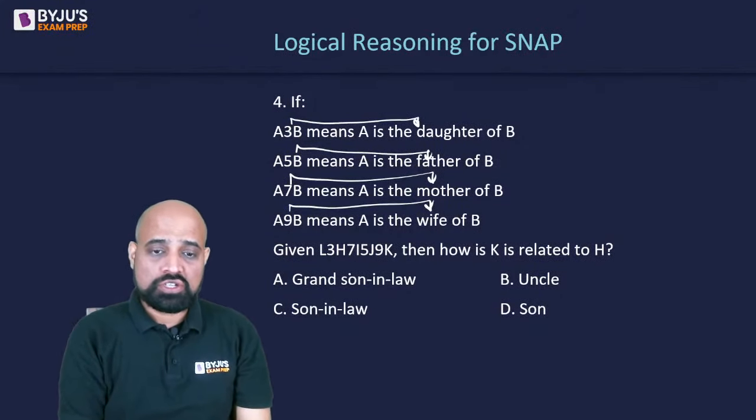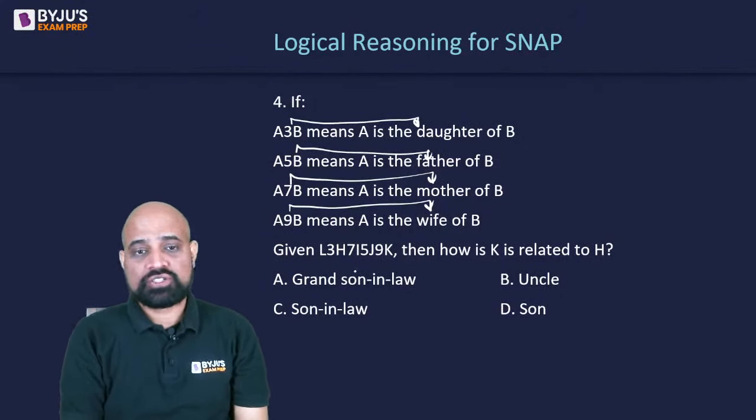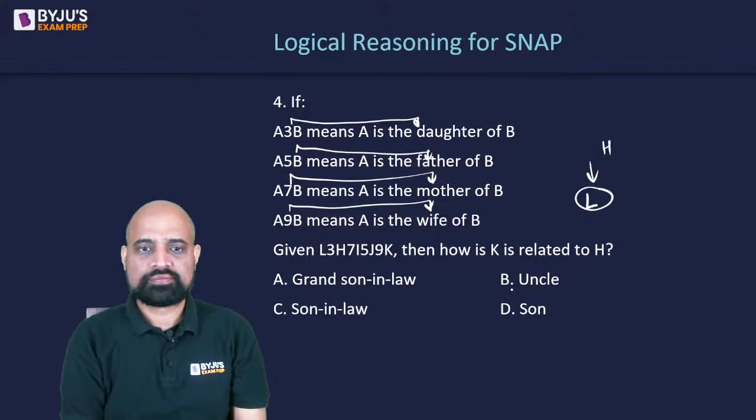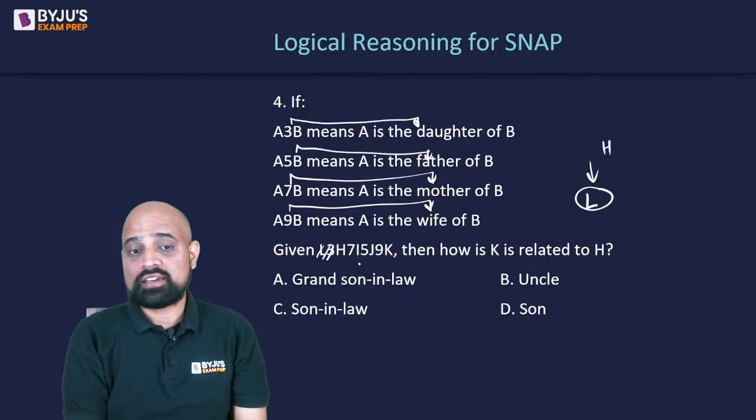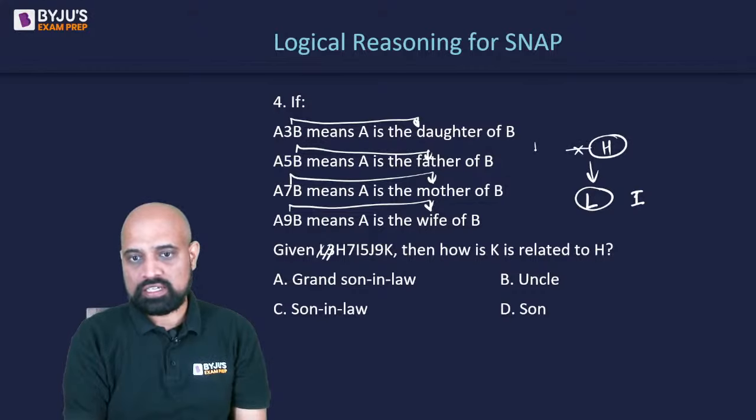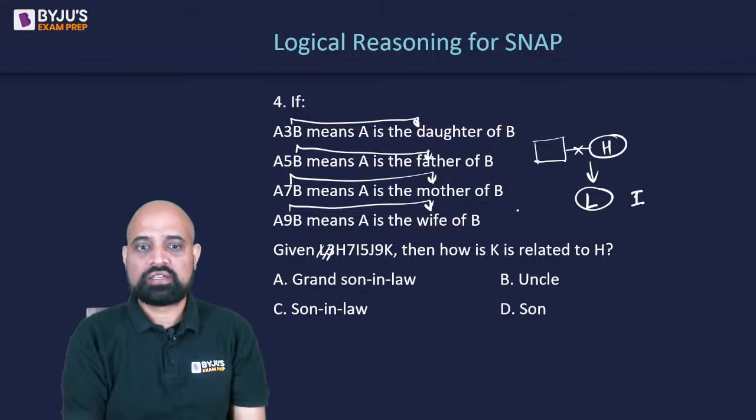Okay, so L3H. So L3, 3 means L is going to be daughter of H. Okay, we are done with this. H7I. 7 means H is the mother of I. So I is another person and H is the mother. So that straight away tells us that H is a female. So we're done with H part also.